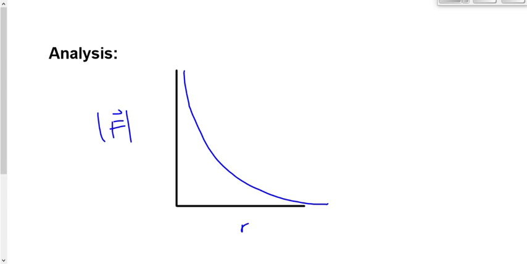You do not need to display the equation for this, because mathematically we're not going to do anything with this graph. We're just going to look at this and say, oh, that looks like a relationship.